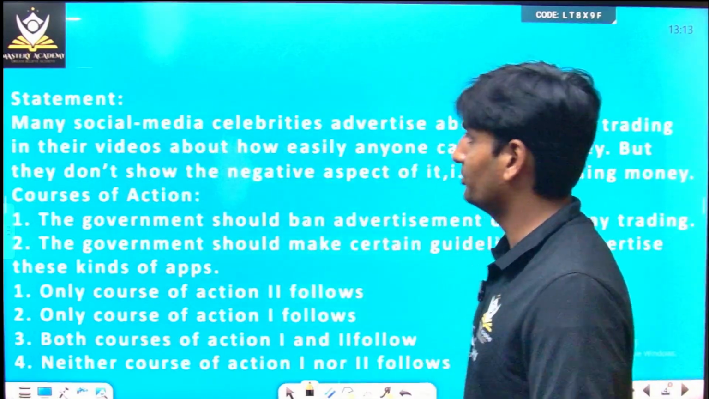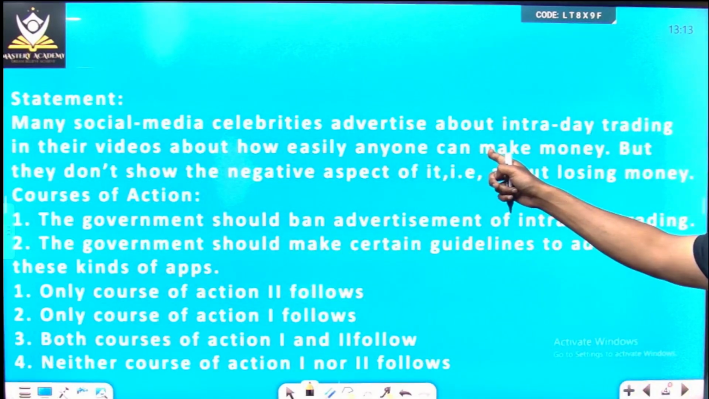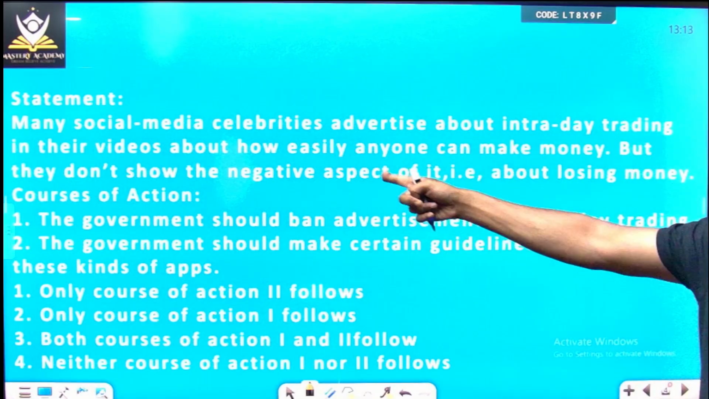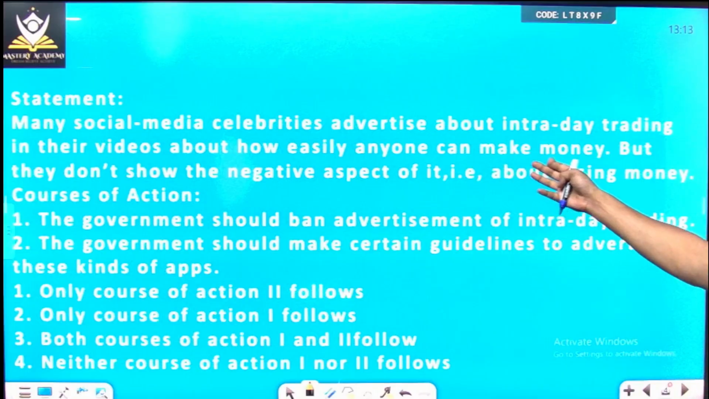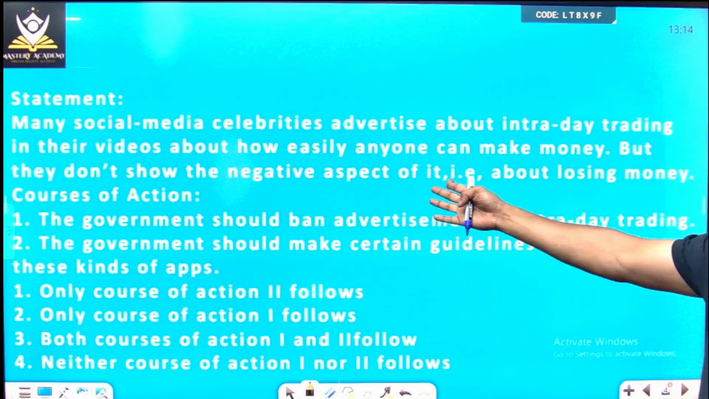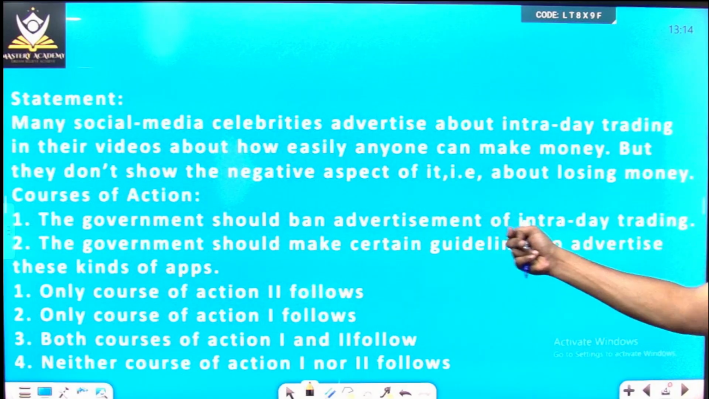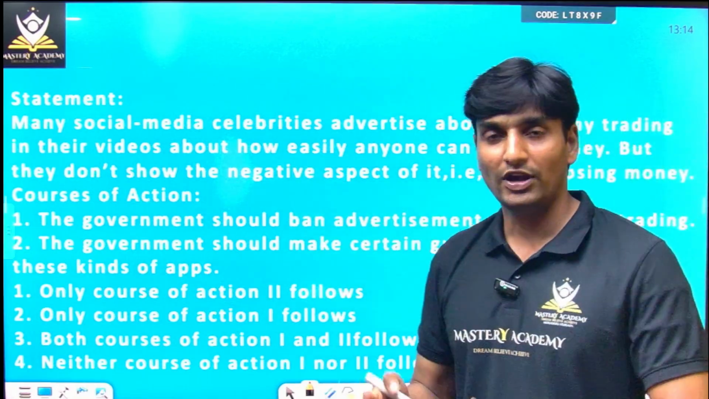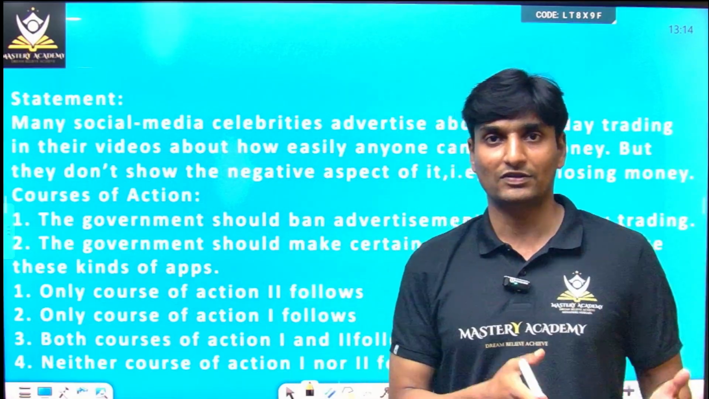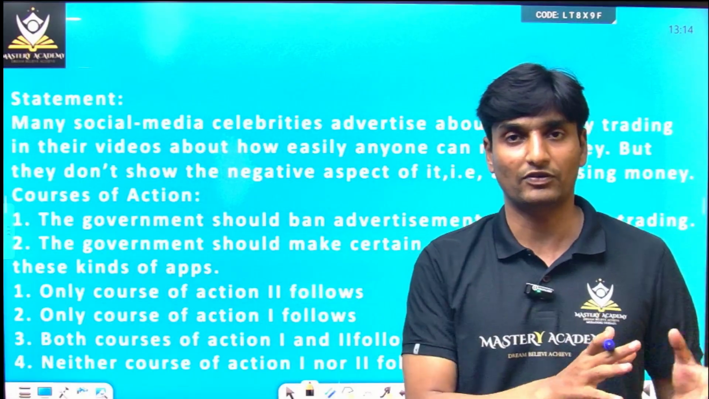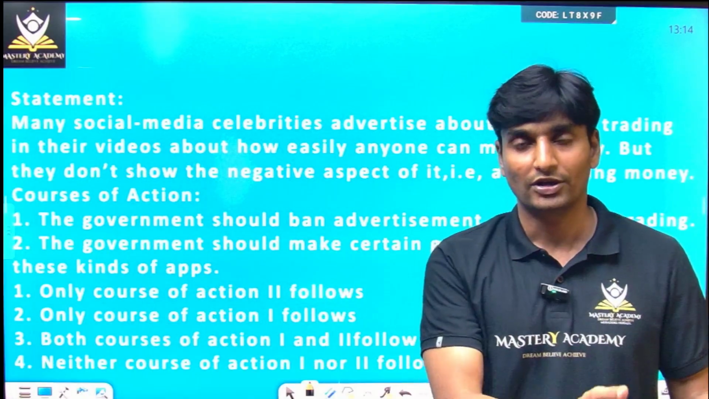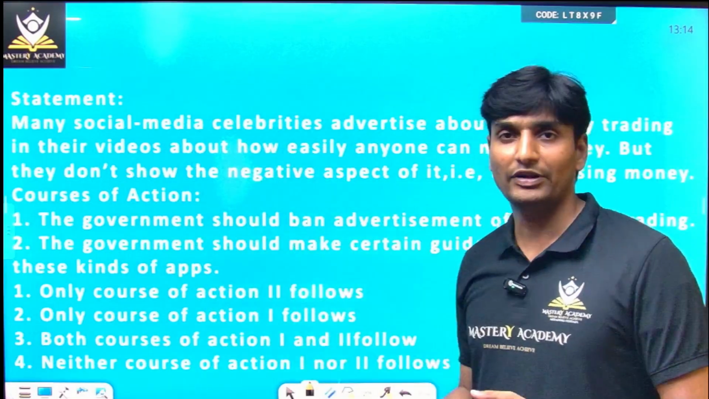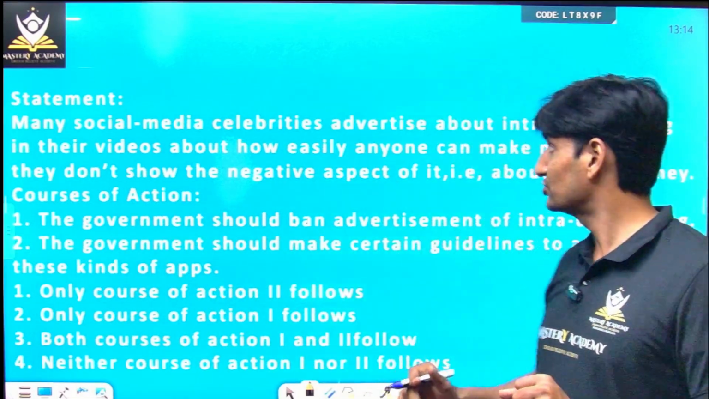Many social media celebrities advertise about intraday trading in their videos, about how easily anyone can make money, but they don't show the negative aspect of it, that is about losing money. So one important thing here, guys, we have also seen a large number of advertisements that celebrities and famous personalities usually carry out. Definitely it is their job, they have signed some contract and they're doing it. Okay, so celebrities are posting some positive things about intraday trading.